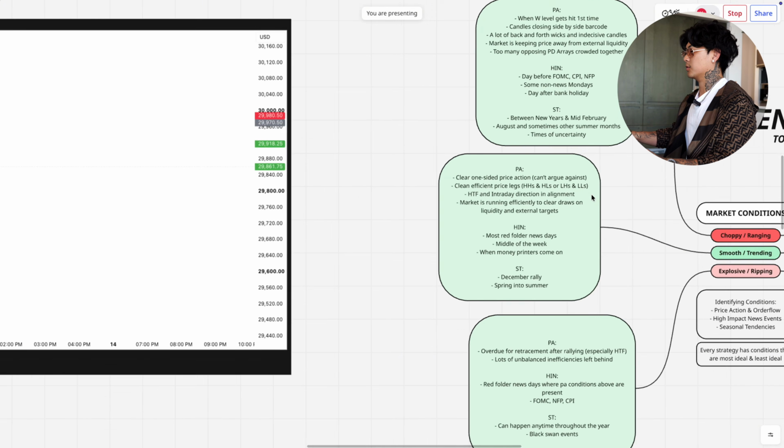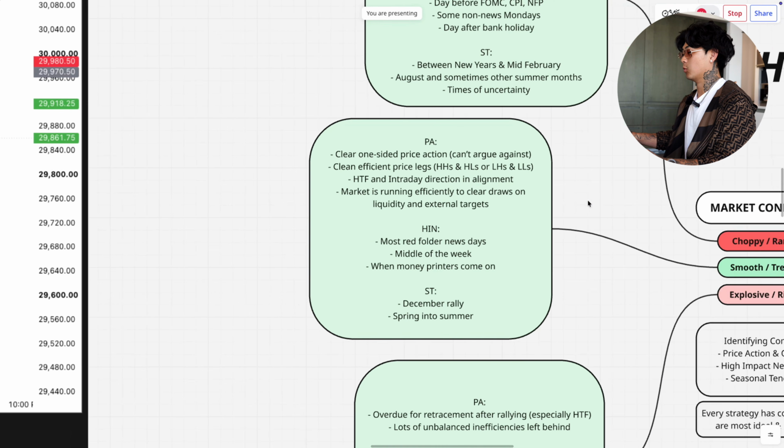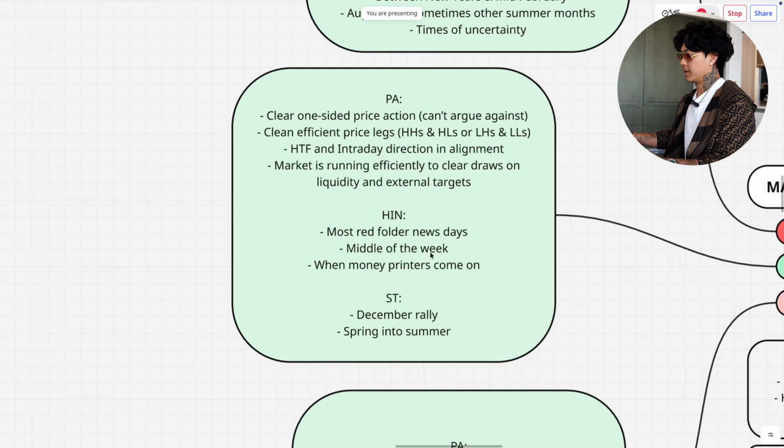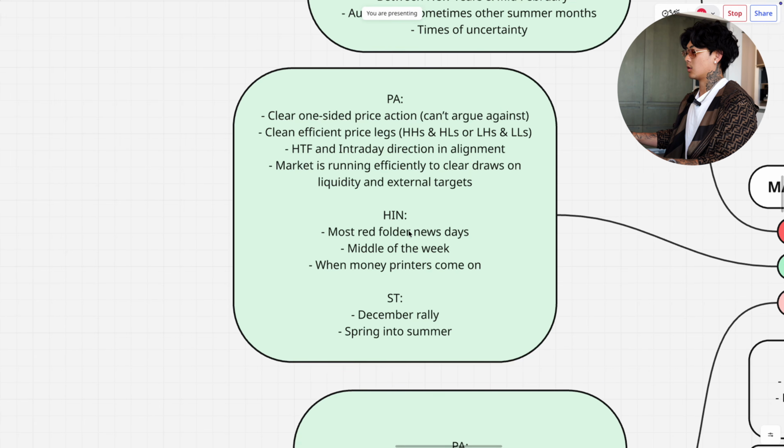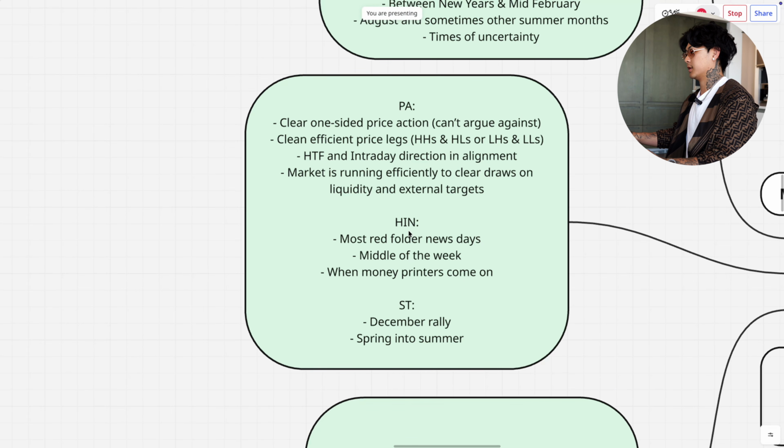And then if you're wanting to use the fundamentals to help you identify when these days are likely to happen, just look to high impact news. So most red folder news days are going to offer you some pretty good volatility where this can happen, as well as middle of the week. Monday and Friday, especially if there's no news, tend to be a bit more consolidated. So the middle of the week offers some of the bigger movements and some of the opportunities to catch the trend. And other than that, when the money printers come on, whenever they lower interest rates, whenever people are just pouring cash into the market, of course that makes the market move pretty smoothly, pretty one directional as well. So those are things you can look for in terms of fundamentals.